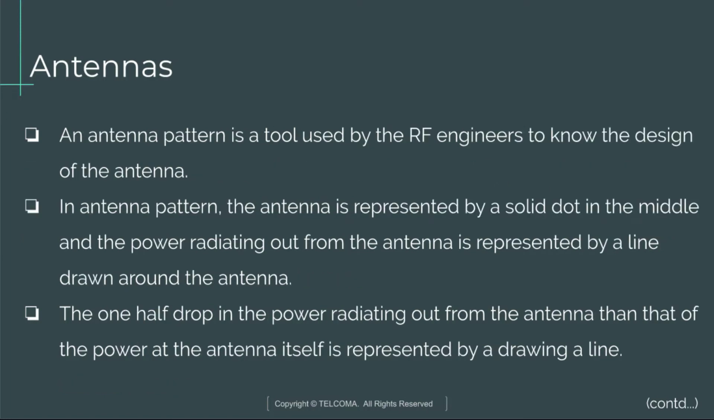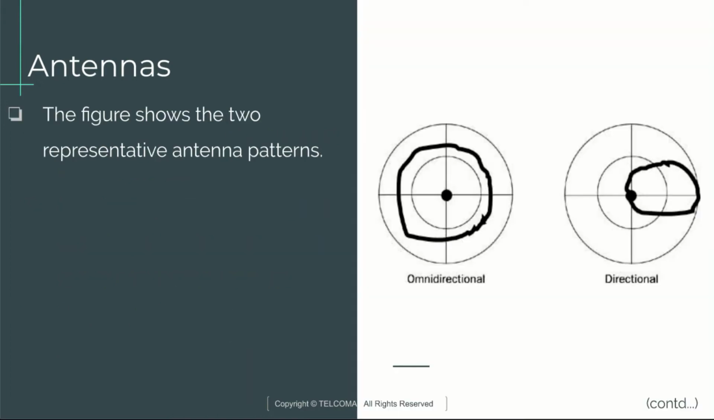An antenna pattern is a tool used by the RF engineers to know the design of the antenna. In antenna pattern, the antenna is represented by a solid dot in the middle and the power radiating out from the antenna is represented by a line drawn around the antenna. The 1/2 drop in the power radiating out from the antenna than that of the power at the antenna itself is represented by a line.